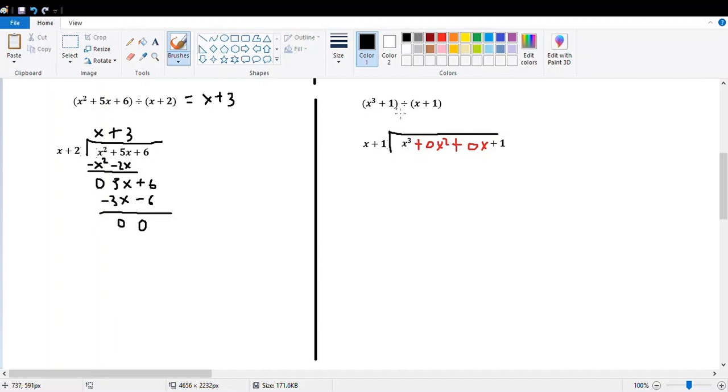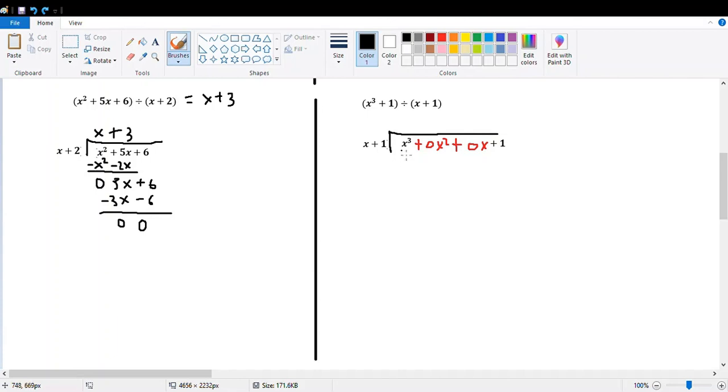Let's analyze the next example, this one over here. In this case, it's important that in the dividend we have missing terms. What terms are missing? x squared is missing because it's not there. Then we have to replace it by 0x squared, and of course x is also a missing term. Then let's save the space with a 0. That's going to be really important. Okay, now let's start the example.